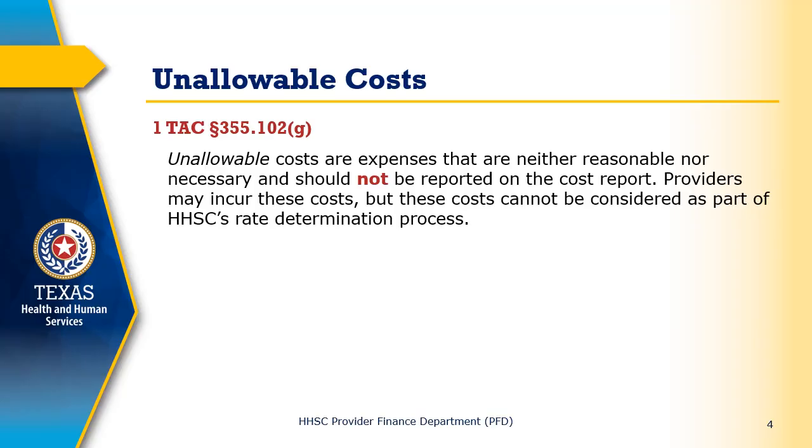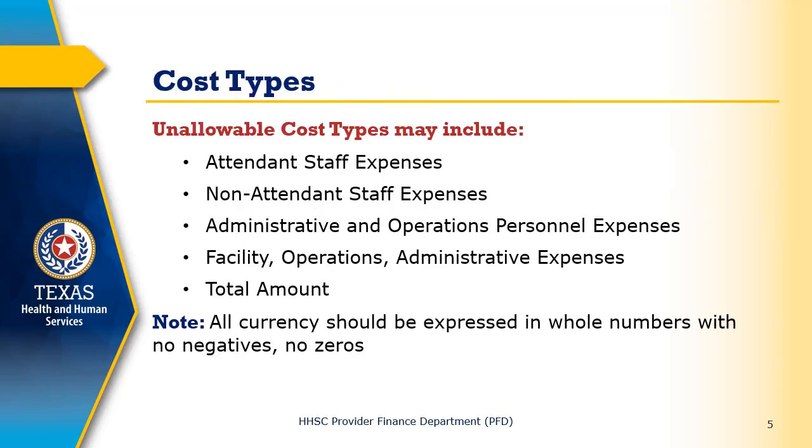Providers must differentiate between allowable and unallowable costs to ensure compliance with state regulations. Ultimately, unallowable costs cannot factor into the Health and Human Services Commission's (HHSC) rate determination process. Coming up, we will review examples of unallowable costs.